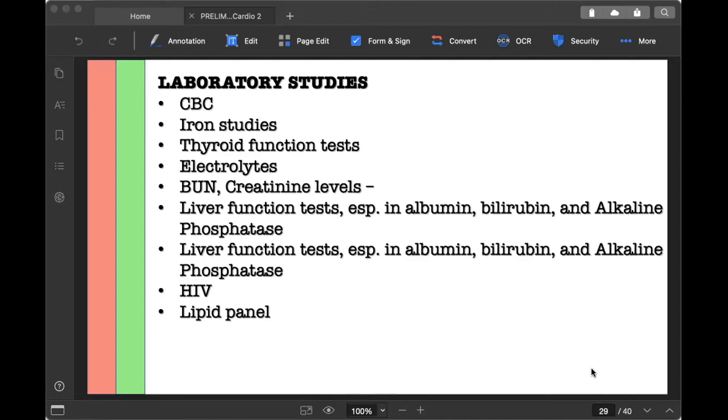Electrolytes, the effects of the diuresis, the one that the patient is taking, particularly your potassium level. Okay, and with this one, hyponatremia is very common. A while ago, I also mentioned to you your BUN and creatinine level, which is a great indicator of your renal function. Your BUN creatinine ratio distinguishes between pre-renal azotemia as well as kidney diseases. Liver function tests, especially your albumin, bilirubin, and alkaline phosphatase.